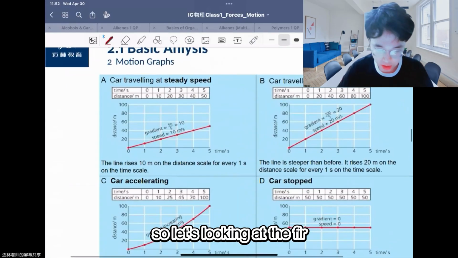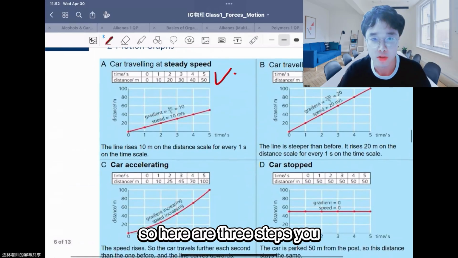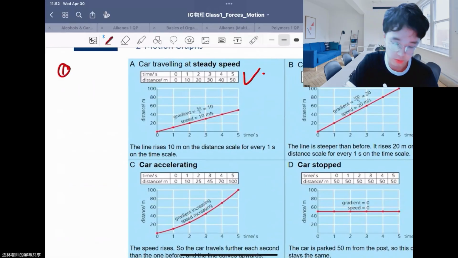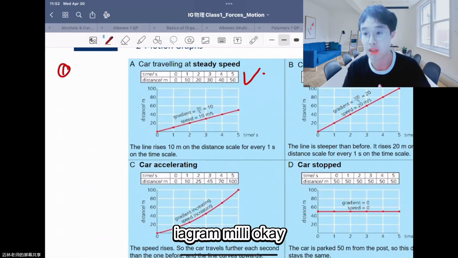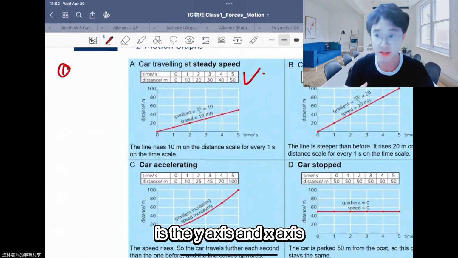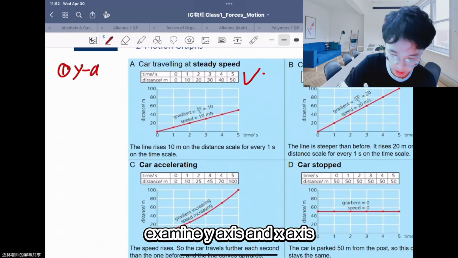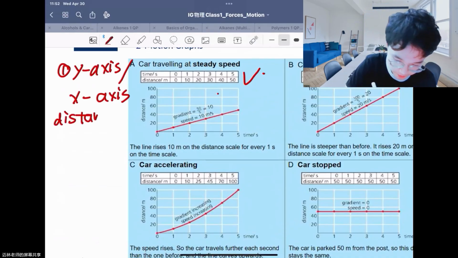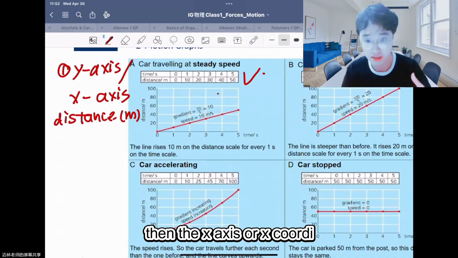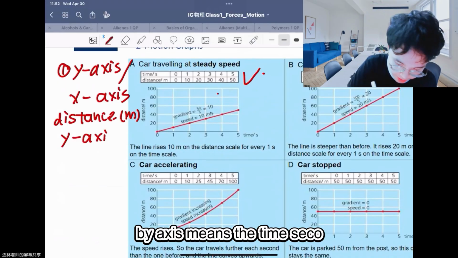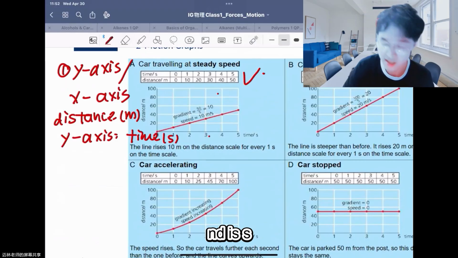Okay, so let's look at the first diagram. Here are three steps you must remember to check what the diagram means. The first step is to examine the y-axis and x-axis. Here the y-axis means the distance, in meters, the distance taken. And the x-axis means time, in seconds, the time taken.